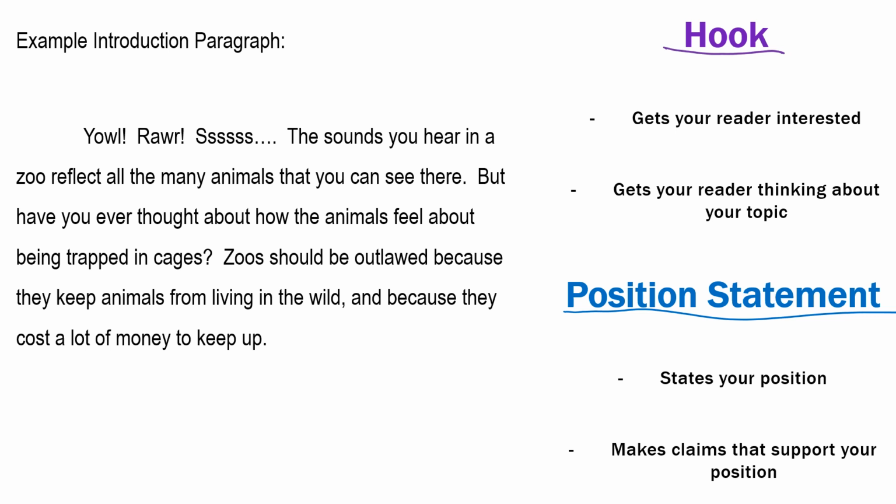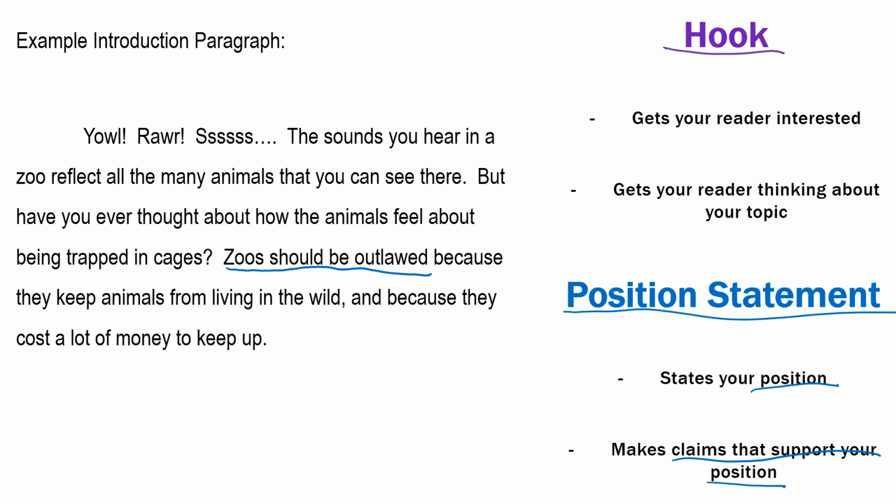Let's see if we can find the position statement first. The position statement should tell us what the author believes. And right here we see it. Zoos should be outlawed. That's what the author thinks. To outlaw something means to make it illegal. And then we're also looking for their claims that support that position. So in this case, why do they think zoos should be outlawed? We find that right after the position.